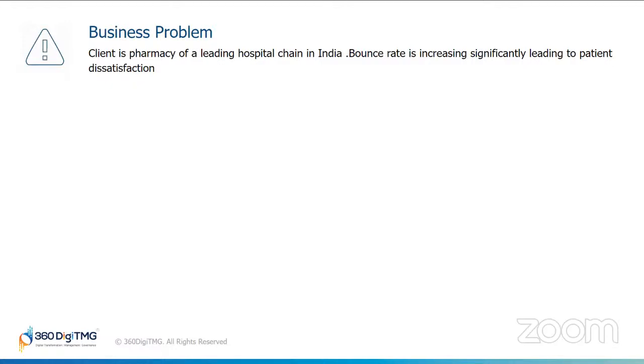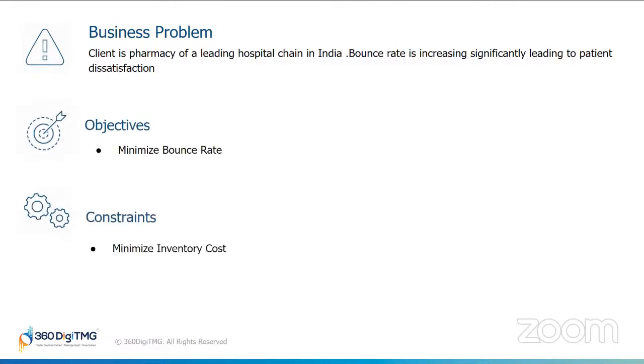The problem with the pharmacy is that they're having a very high bounce rate, where the customers who are coming to the pharmacy were being turned away. They were not being made available the medicines at certain points of time because of some surge in demand. So that was the business problem.